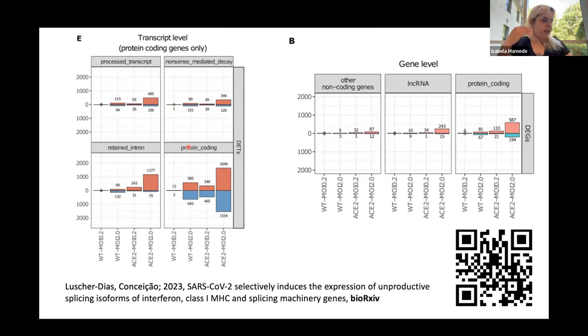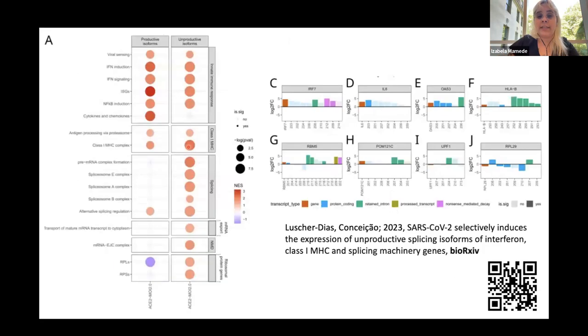If you have, for example, a retained intron transcript related to a gene, that gene is not going to be doing the canonical action of that protein because it's a retained intron. It's not even going to codify a protein in most cases. So when we did a term enrichment separating the productive isoforms and the unproductive isoforms, we found something very interesting. We found that SARS-CoV-2 was upregulating processes on the unproductive side, processes related to antigen processing and class 1 MHC, which means that the virus was itself upregulating unproductive isoforms that would help its infection of the cell. And the productive isoforms were very focused on the cytokine and chemokine part.